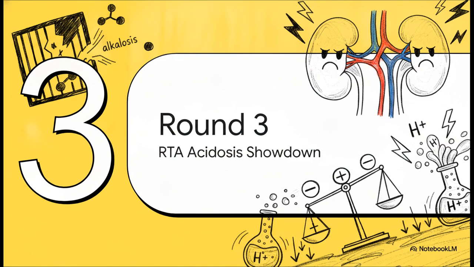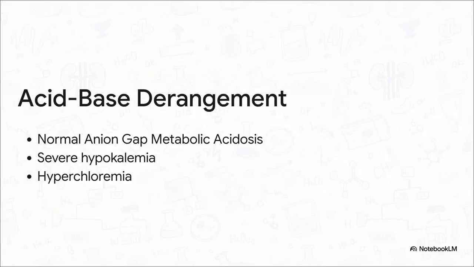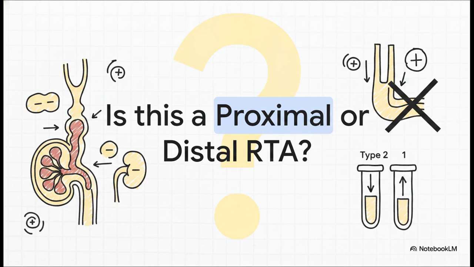Welcome to round 3, the RTA acidosis showdown. Okay. We've got a patient suffering from a normal anion gap metabolic acidosis. We call it NAGMA for short, combined with severe hypokalemia. The chloride is sky high, compensating for the drop in bicarbonate. Now, we've already ruled out GI losses like diarrhea, meaning the kidneys are the culprit here. You have to distinguish between the top 2 hypokalemic renal tubular acidoses here. We know type 4 RTA is out of the question because that causes hyperkalemia. So is this a proximal type 2 or distal type 1 RTA?